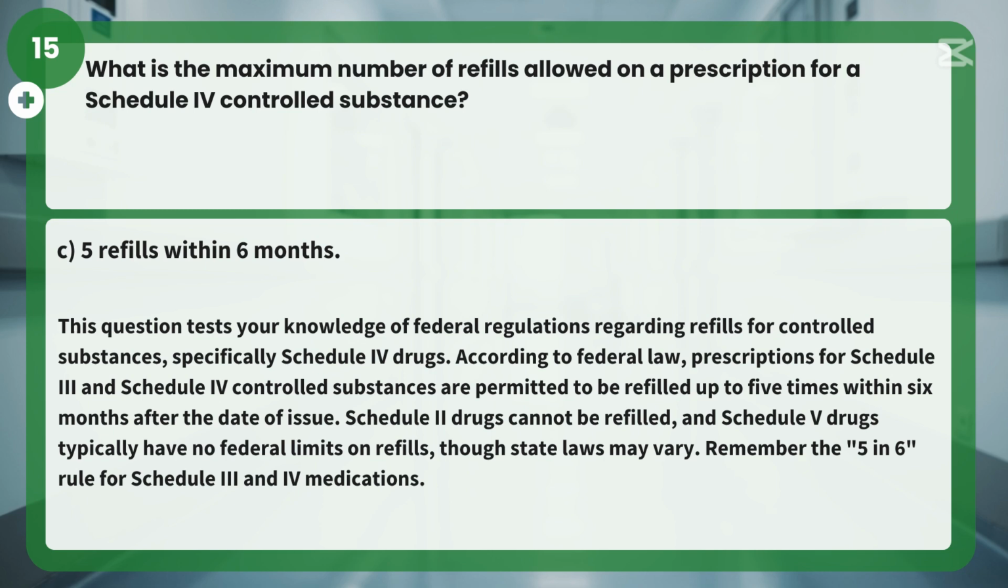This question tests your knowledge of federal regulations regarding refills for controlled substances, specifically Schedule IV drugs. According to federal law, prescriptions for Schedule III and Schedule IV controlled substances are permitted to be refilled up to 5 times within 6 months after the date of issue. Schedule II drugs cannot be refilled, and Schedule V drugs typically have no federal limits on refills, though state laws may vary. Remember the 5 and 6 rule for Schedule III and IV medications.